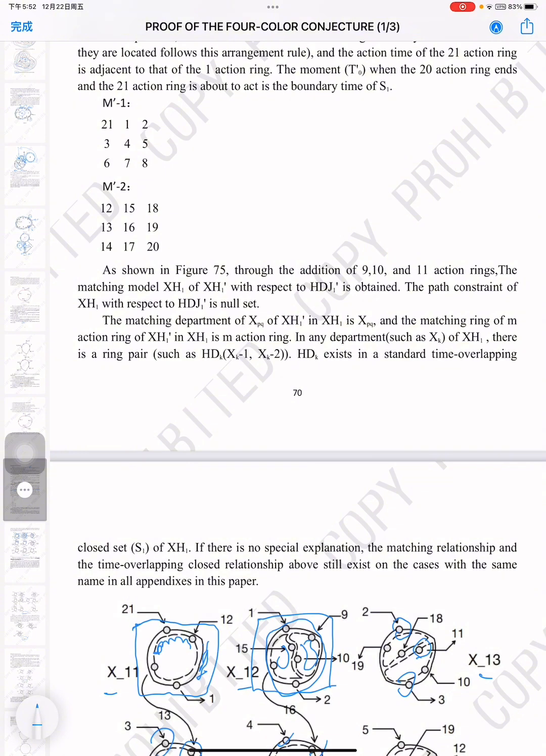In any department, such as XK of XH1, there is a ring pair, such as HDK XK-1 SK-2. HDK exists in a standard time overlapping closed set S1 of XH1. If there is no special explanation, the matching relationship and the time overlapping closed relationship above still exist in the cases with the same name in all appendixes in this paper.